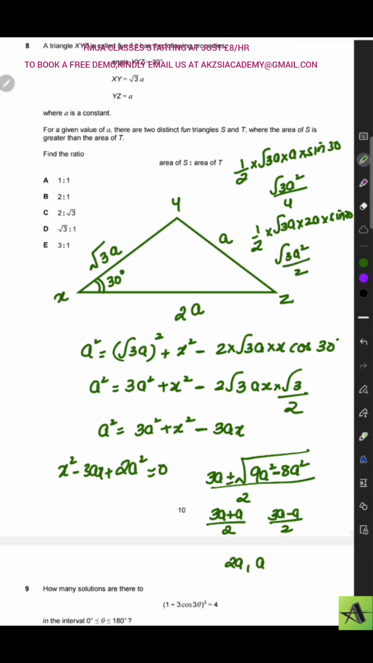Clearly it's mentioned that the area of S is greater than the area of T. That means this is the area of S and this is the area of T. And when we divide it, which is root 3A squared by 2 over root 3A squared by 4, it will give me 2:1, which is B.